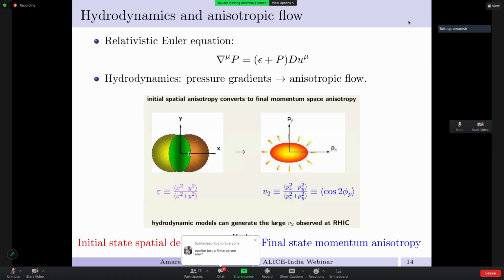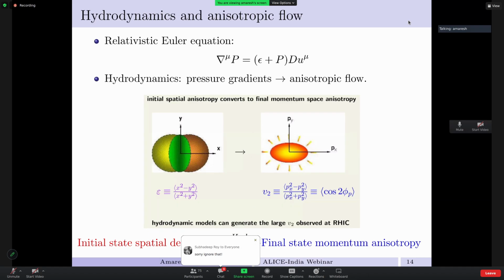So the gradient of P is larger along X compared to Y, and therefore the fluid gets more velocity along the X direction as compared to Y, and that's what shows up in the particle momentum that we observe in the detector. So it's like the fluid is pushing the medium outwards faster along X compared to Y, which essentially leads to more momentum of the particles in the X direction compared to the Y direction. Okay. And this is what we call V2.